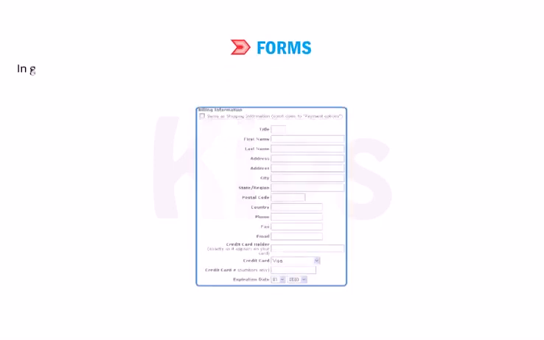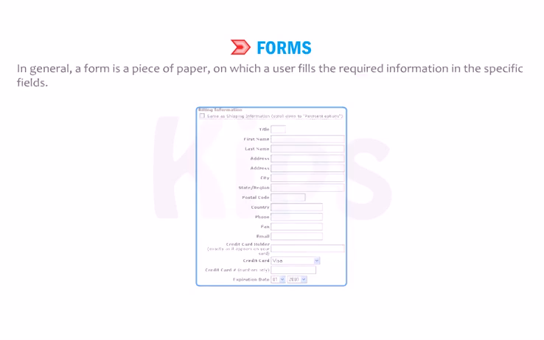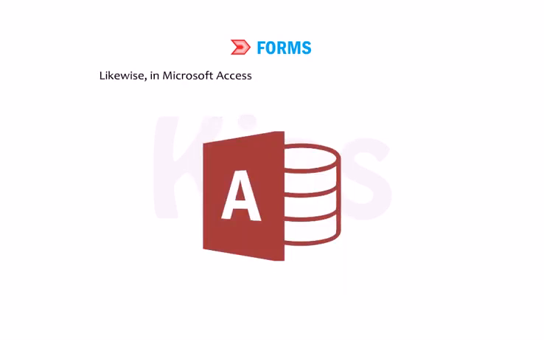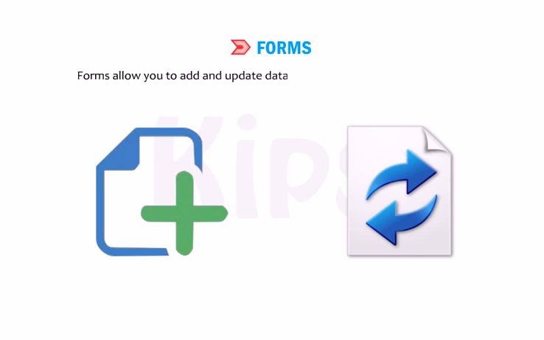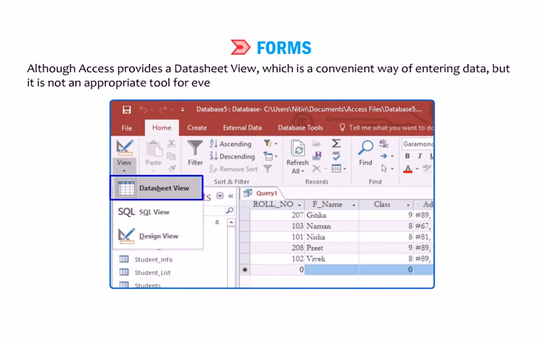Okay, let us understand what are forms. In general, a form is a piece of paper on which a user fills the required information in the specific field. Likewise, in Microsoft Access 2016, forms are quite similar to it. Forms allow you to add and update data in one record at a time in a table. Although Access provides a datasheet view, which is a convenient way of entering data, it is not an appropriate tool for every data entry situation.